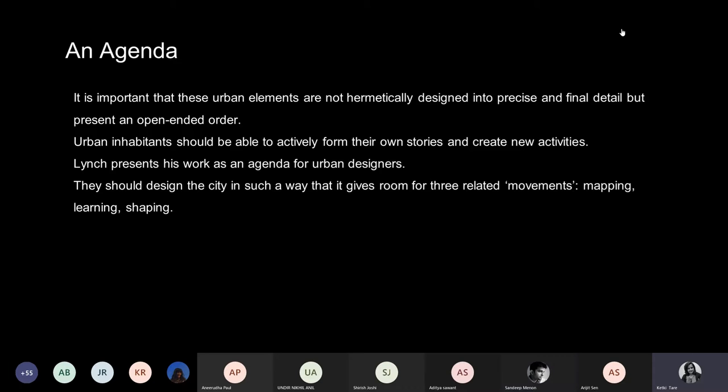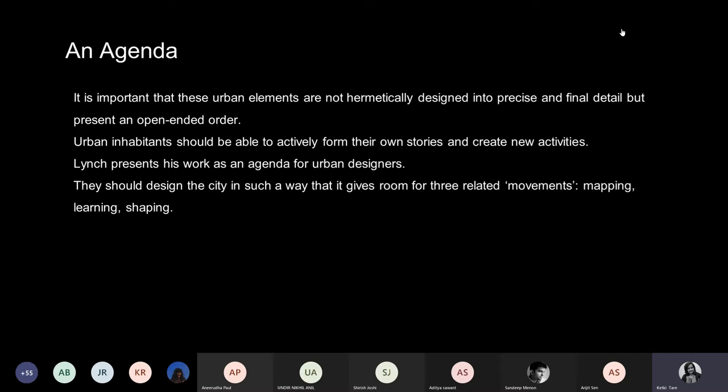Okay. So urban inhabitants should be able to actively form their own story. So this book very largely talks about the perception of the people who are living in them, right? So till now we have discussed how professional observers read cities, how we would read cities as designers or architects, right? But this book focuses completely on how people read cities, and they should be able to form their own stories and create new activities. So that is the success of a good city, or how one builds the image of the city.